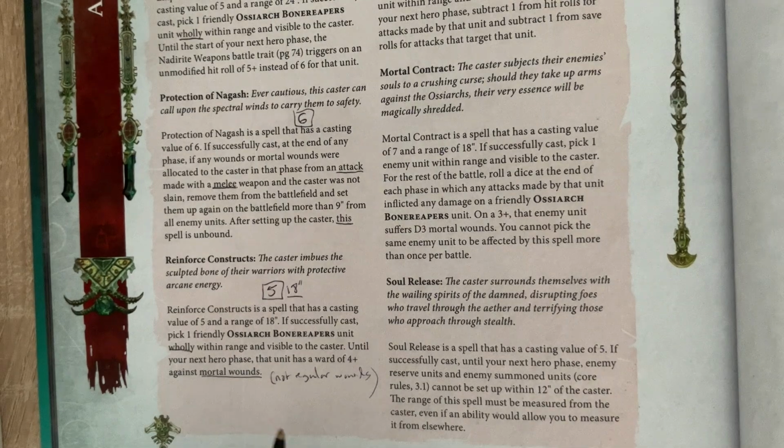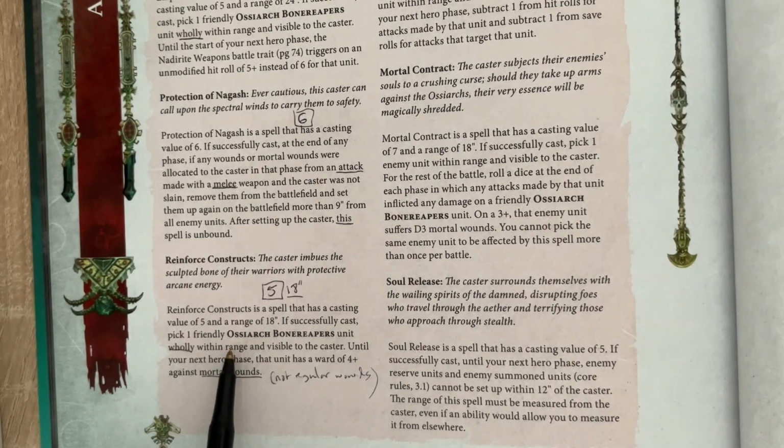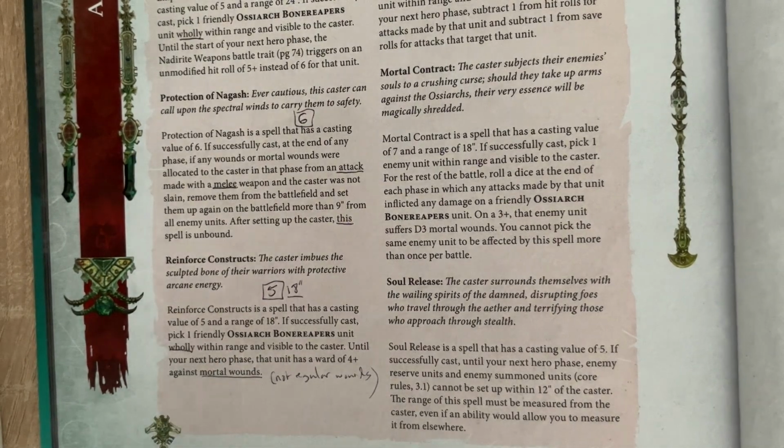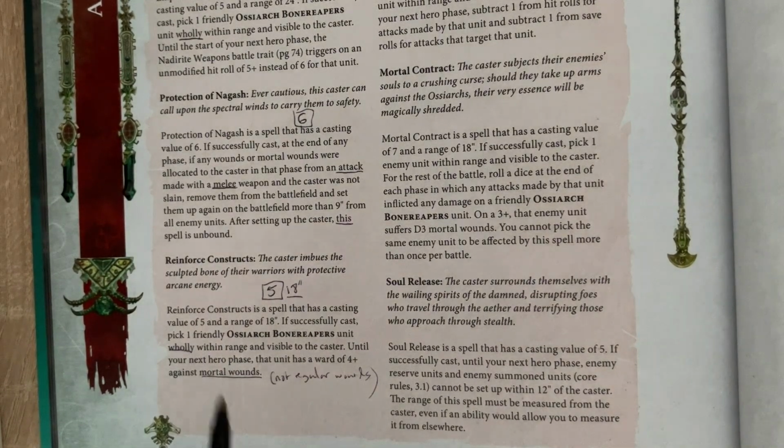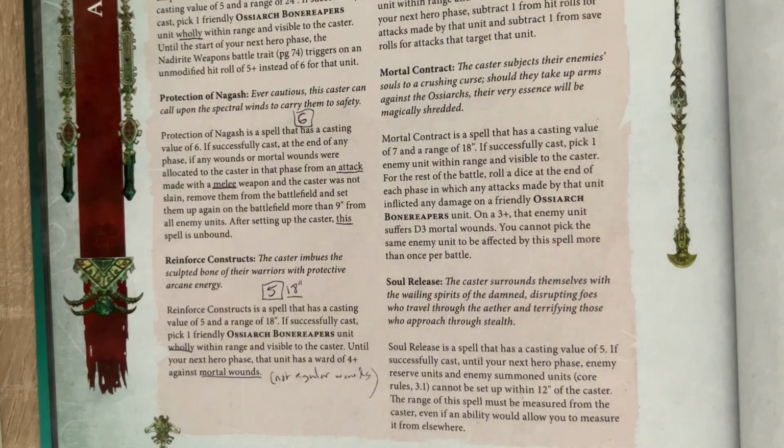I guarantee you someone at a tournament is going to cast this, and not because they were trying to cheat, accidentally give themselves a 4+ ward against regular wounds. And this is arming yourself against that too. You might not even catch it if you just read it quickly at the tournament. Wow, 4+ ward, that's great. But it's not what it looks like.